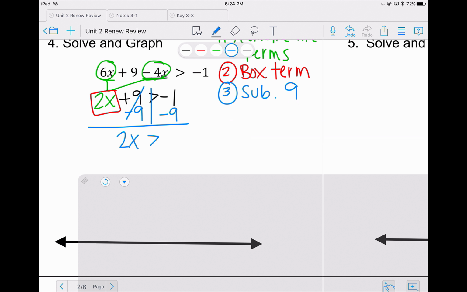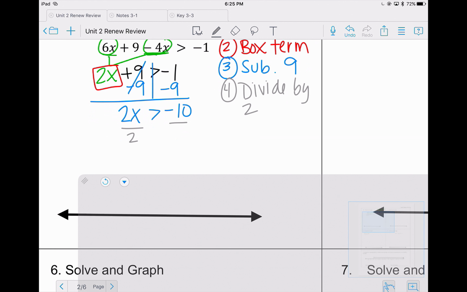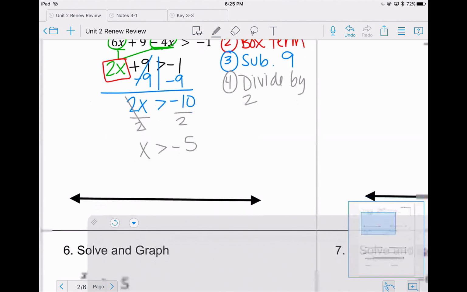Remember, we cannot make things disappear completely, but we can move them. So 2x is greater than negative 10. Step 4 would be divide by 2, because 2 is on the same side of x and it's put together through multiplication. I get rid of it through division. So x is greater than negative 5.